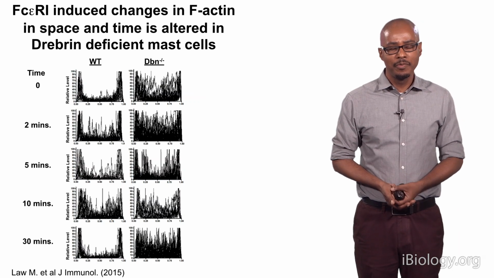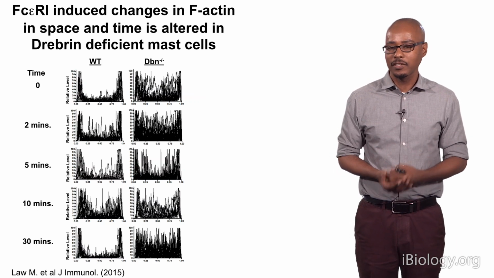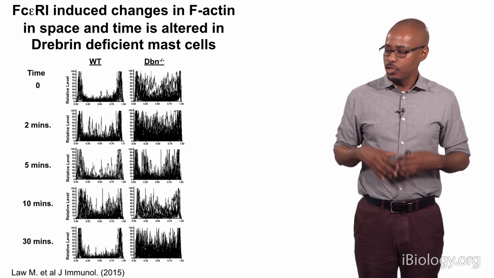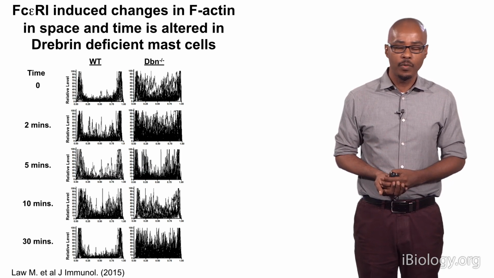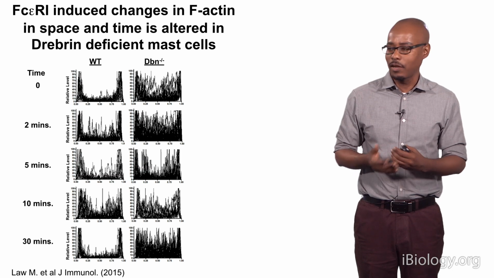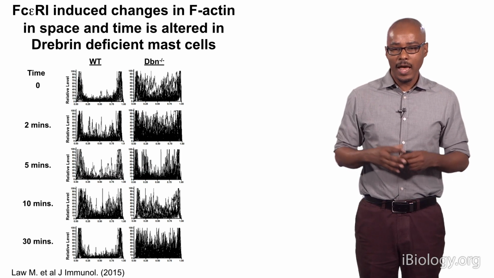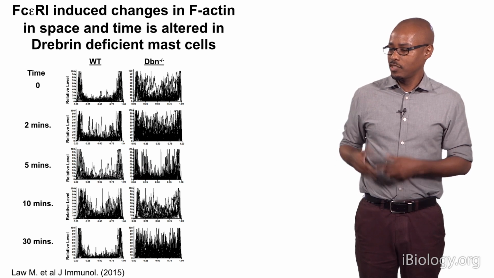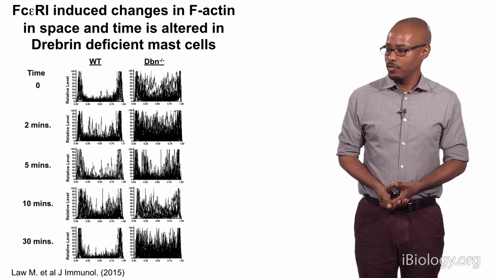So we wanted to explore this a bit further and ask what happens to the F-actin when these cells are actually stimulated. And so what we did is we took these mast cells and stimulated them in the same way that we stimulated them before, with IgE and allergen. And we looked at F-actin over time in these cells. And so this is a bit of a complicated slide, and I'll take it slowly.